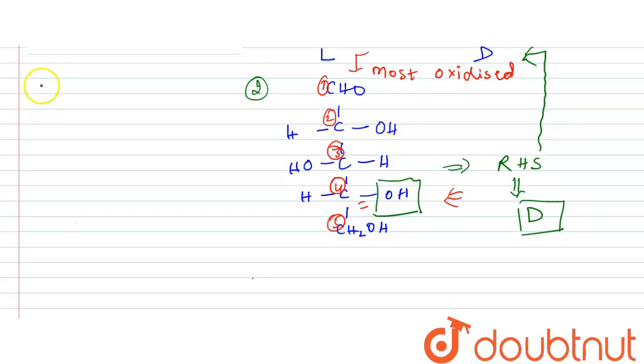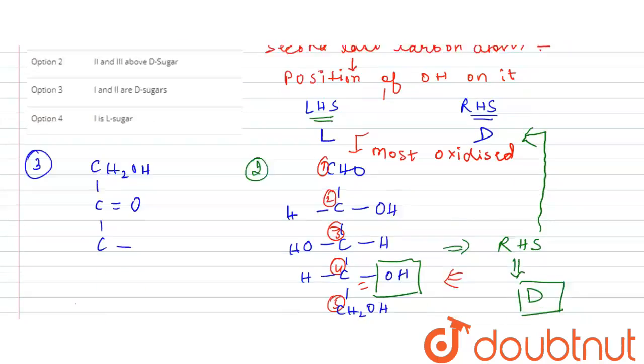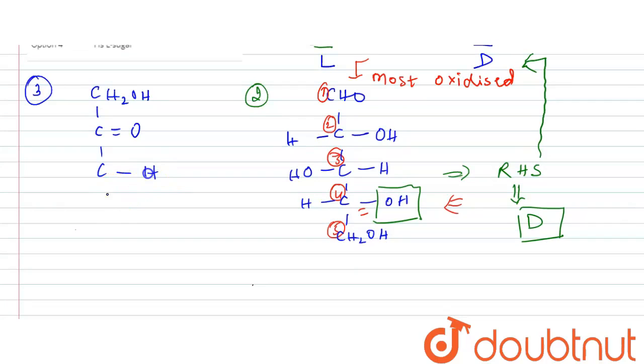Now let's draw the third one. Here it is CH2OH, then you have C double bond O, then you have C with H and OH, and then H and OH. Now what is your aim? Your aim is to check whether the most oxidized group is on the main chain. Yes, it is there, C double bond O. So again start numbering: 1, 2, 3, 4. Now select the second last carbon atom. This is the second last carbon atom.